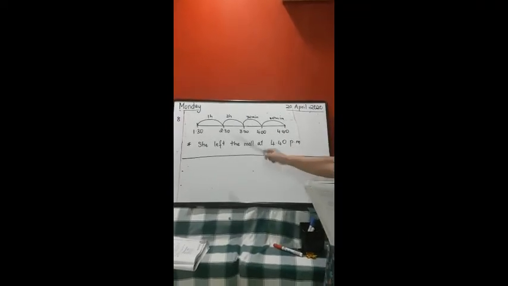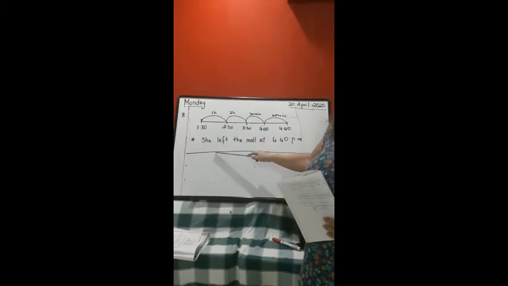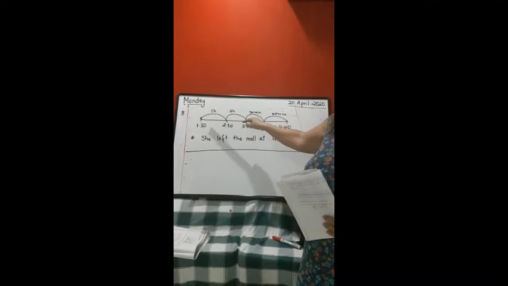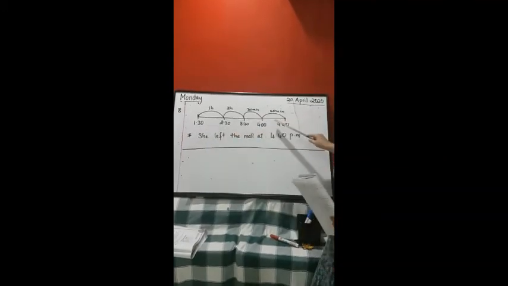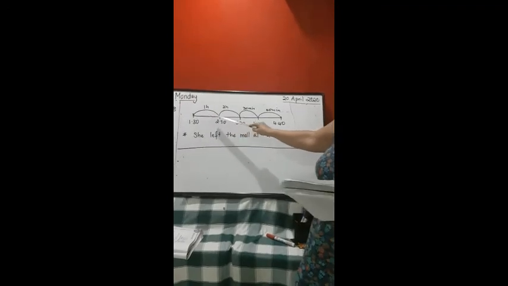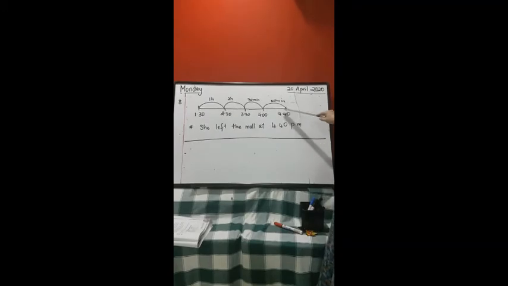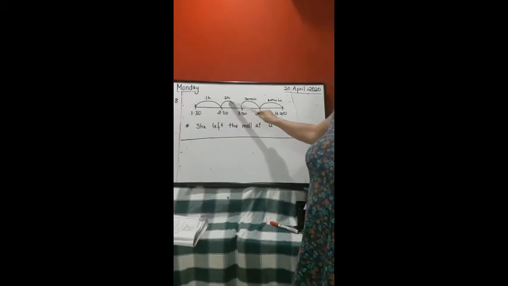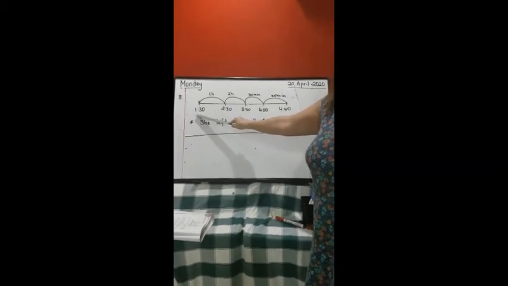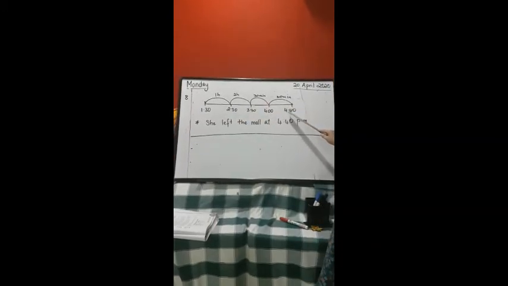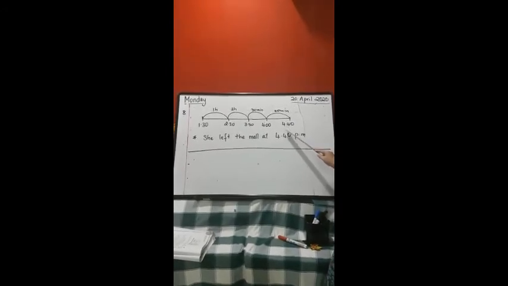This is the statement. Please leave a line before you write the statement. Please leave space on the top to draw your jumping jacks. Alright? Now, for drawing this timeline, this is not so long. So, you can draw a short timeline of 8 boxes only. This will jump in 2 boxes. Okay? Alright? So, we start at 1:30 and we finish at 4:40. She leaves the mall at 4:40.